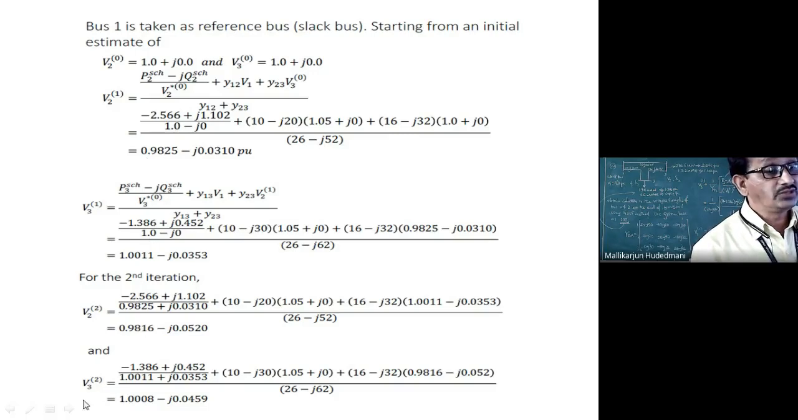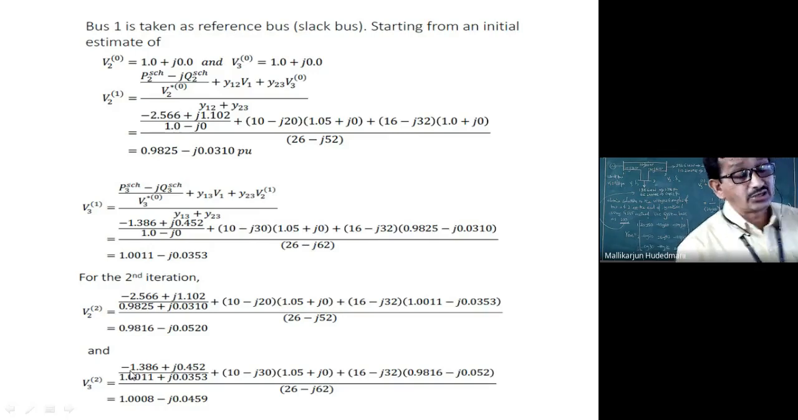Likewise, V3 of 2, the second pass of V3, if I substitute, I will get the value. Likewise, third iteration, fourth iteration, fifth iteration, I should go. How long? As per the criteria mentioned. So I will be going like this.